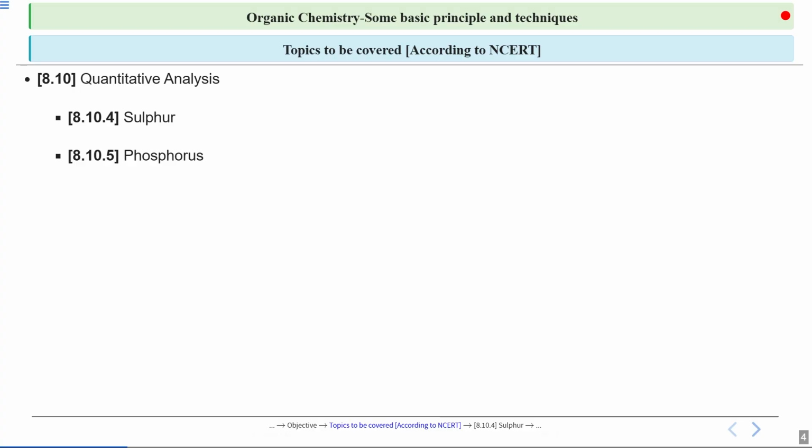Then we will look at the quantitative analysis for phosphorus, which is NCERT section 8.10.5. Lastly, we have oxygen, which is 8.10.6, the detection of oxygen through quantitative methods.